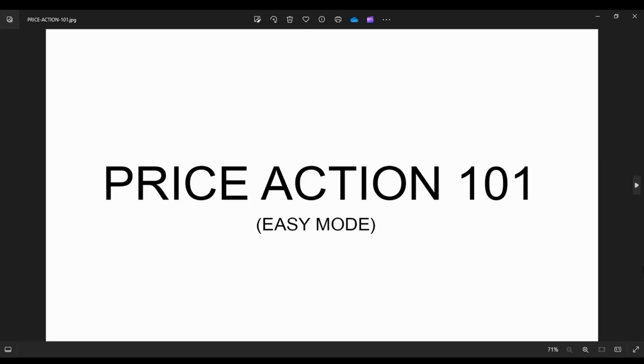Welcome, my people. Welcome to Price Action 101. Easy mode. I made it easy. I made it simple. I made it quick. Time is money, and I'm assuming that we have none to waste. So let's get right into it.